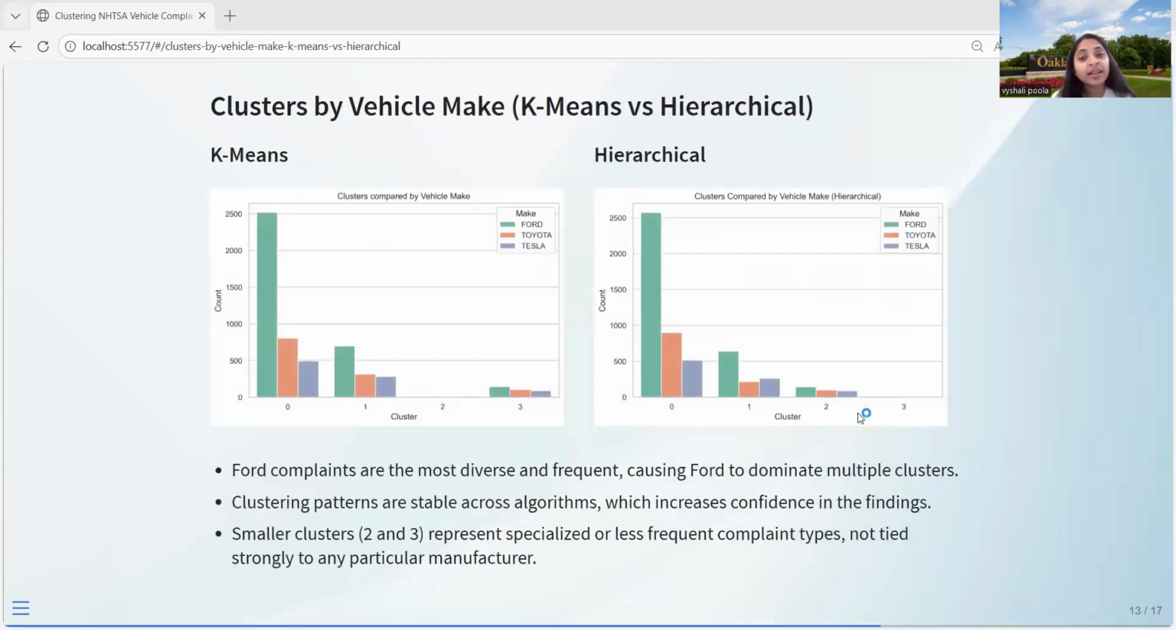Breaking down the clusters by manufacturer helps us understand whether certain brands dominate specific complaint patterns. When we overlay the vehicle makes on the clusters, we see that Ford has the widest distribution across all the clusters, and this tells us Ford complaints are more varied, possibly due to the broader usage scenarios or simply higher sales volume. Toyota and Tesla complaints fall into more predictable patterns.